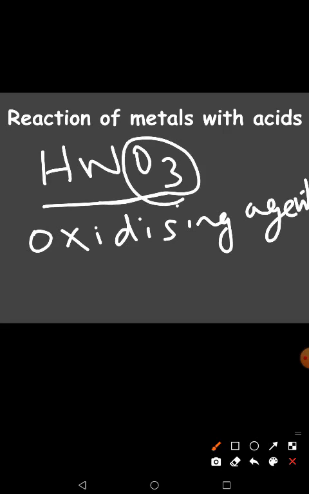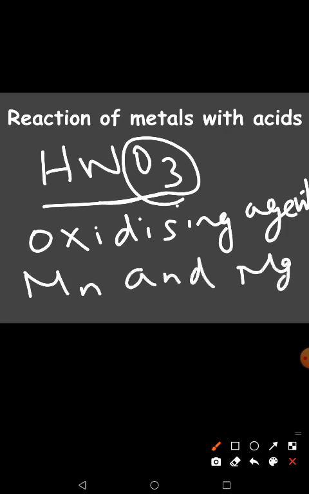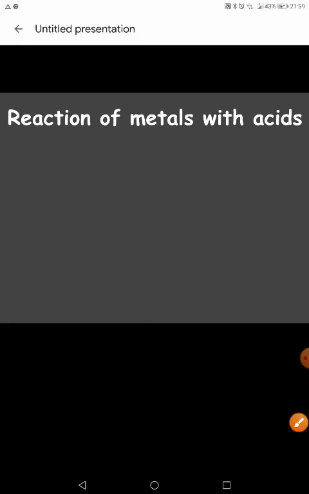So, this oxygen molecule will make it react only with metals like manganese and magnesium, to produce hydrogen gas. In other cases or with other metals, this oxygen molecule present in nitric acid oxidizes the generated hydrogen gas into a water molecule. It will lead to the formation of water. Clear to you? See, once again I'll explain you.